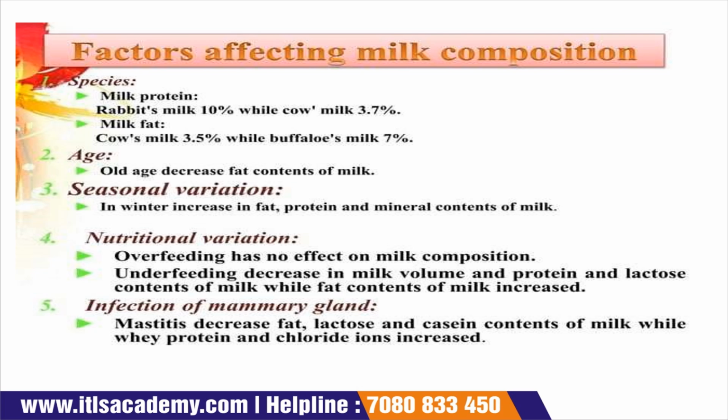Now the next one is the factors affecting milk composition. The first one is species. If we talk about rabbit milk, it contains milk protein of around 10%, and cow milk contains around 3.7%. If we talk about milk fat, cow milk contains around 3.5% fat, and buffalo milk contains around 7% fat. So it is clear that the first thing that affects milk composition is the species.